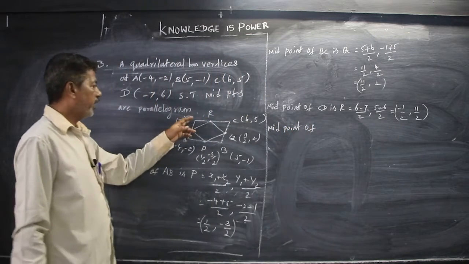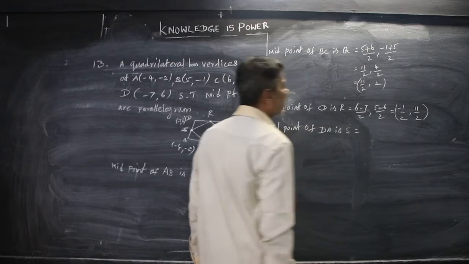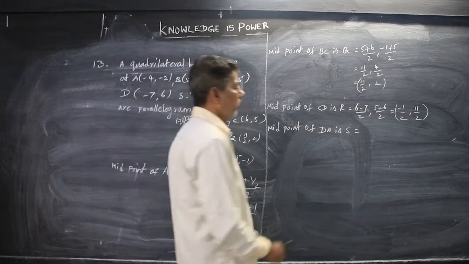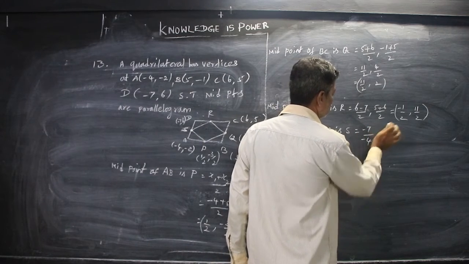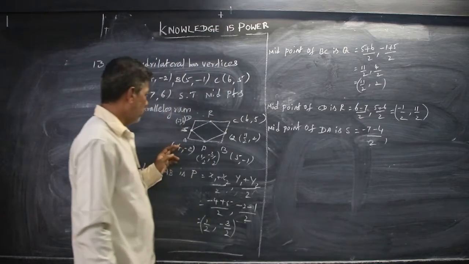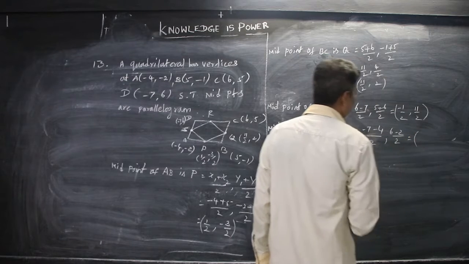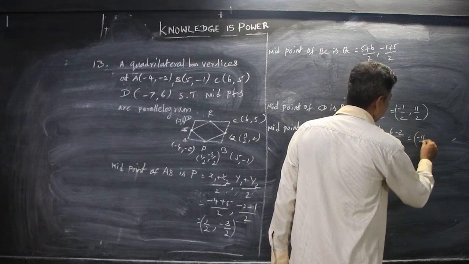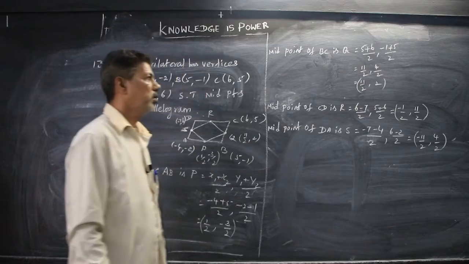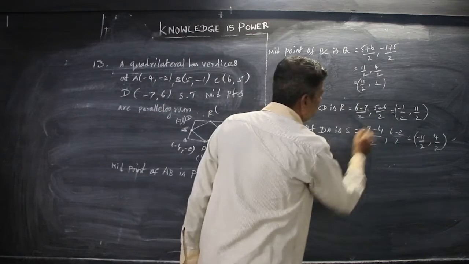Next, find the midpoint of the last one, midpoint of DA or AD. DA is S. It is clear? Now, what are the 2 points here? DA, minus 7 minus 4 by 2, comma, 6 minus 2 by 2. So what will we get here? Minus 7 minus 4 will be minus 11 by 2, and this will be 4 by 2. It is clear now? So all the midpoints you have got. So for the third one, for R, what have you got? Minus 1 by 2.